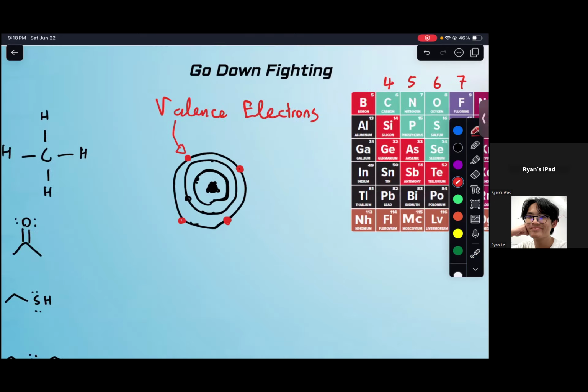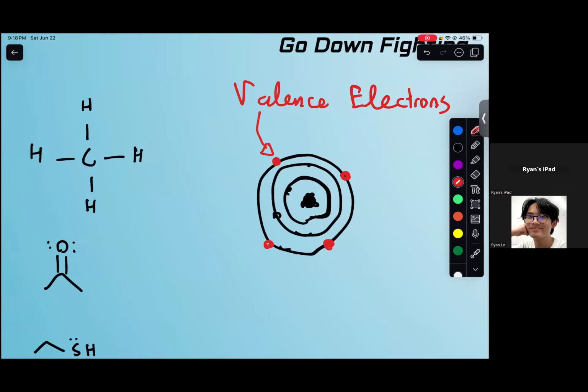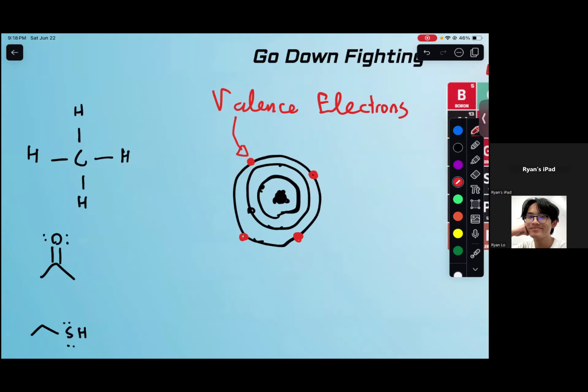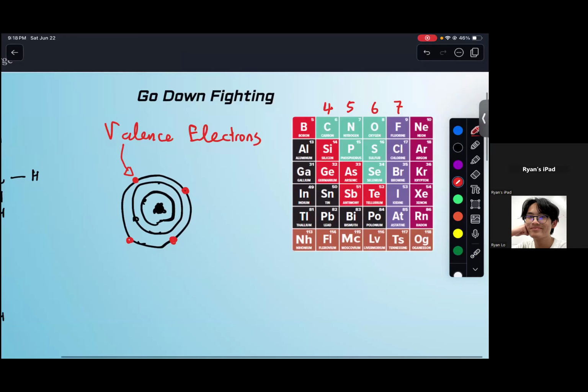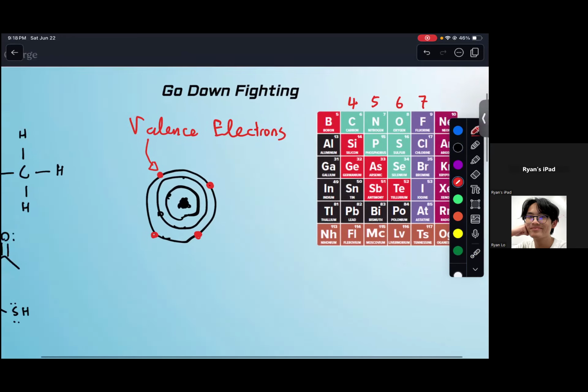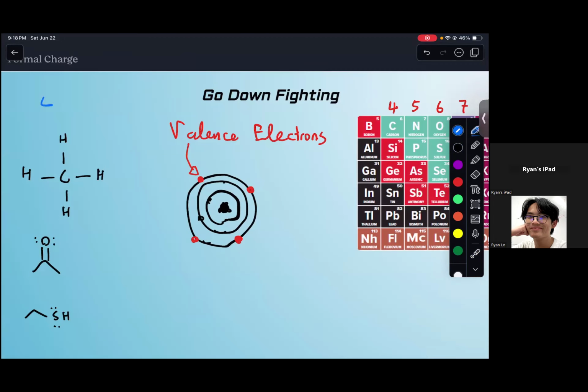So let's first start off with this example over here, CH4, the methane molecule. So the way that I would determine the formal charge of this is first I have to figure out, okay, what atom are we trying to analyze here? So carbon, right, is what we're trying to look at. Carbon, as we established earlier, has a valence electron count of 4. So I would write that down really quickly, 4.